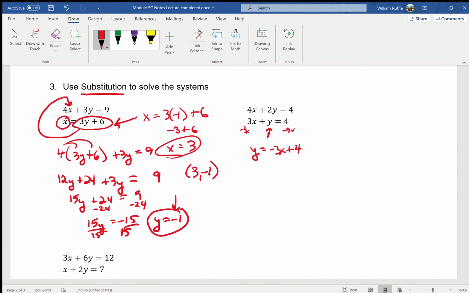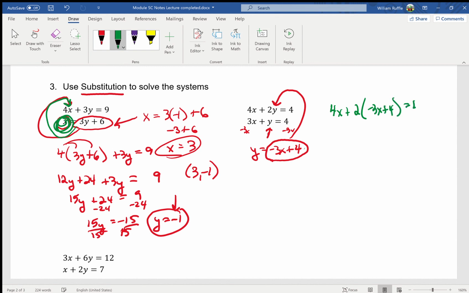But what I want to do is take this y equals negative 3x plus 4, and put it in to the y value. The last question, if you noticed, when I had the x, I put it in for the x value. Here I'm solving for the y, so I'm going to put it in for the y value. So with that, I'm going to have 4x plus 2. Now instead of y, I know it's negative 3x plus 4 equals 4.